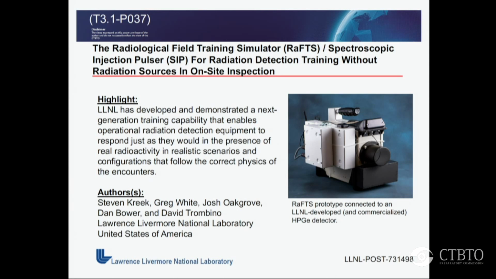What this does basically is allow an operator to use an operational radiation detection system, and this is a pulse generator, a GPS-capable, network-capable system that injects signals into the amplifiers of the detectors, so that an operator in the field can experience what it would be like to walk around in a high radioactive area or a contamination zone, and their instrumentation will operate just as it would if there were real radioactivity there, but without actually having that real radioactivity.